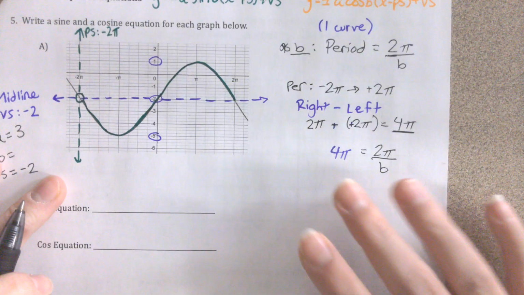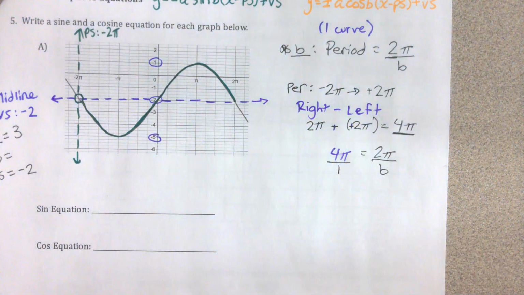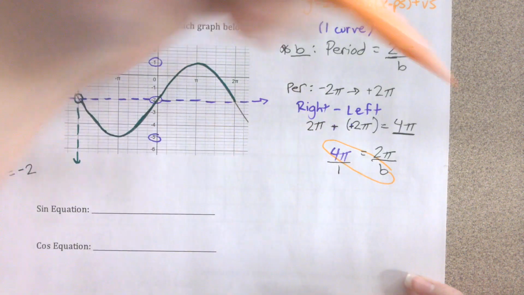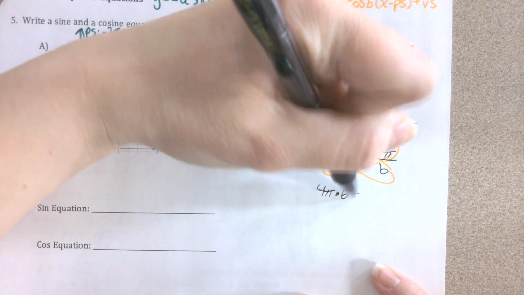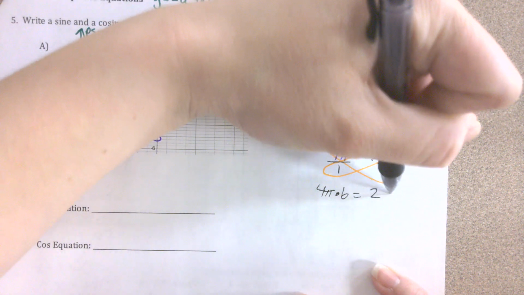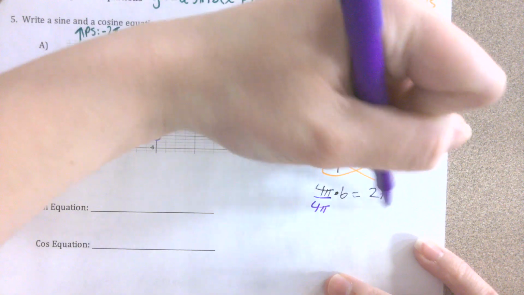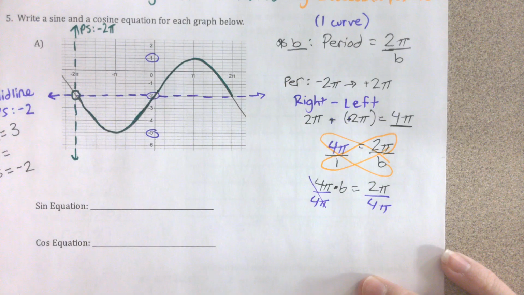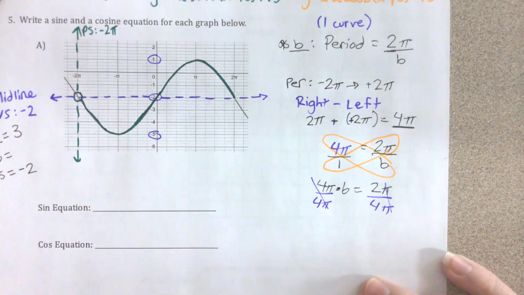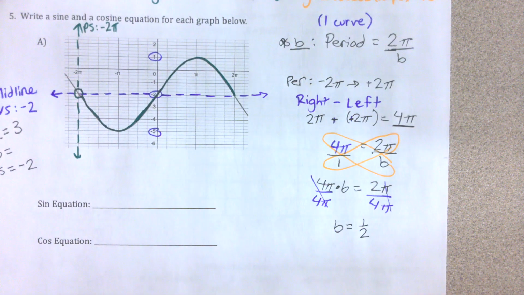There are a couple ways to solve this. I like cross multiplying personally. We'll drop a 1 under the 4 pi so we can cross. Crossing, we have 4 pi times B equals 2 pi times 1, that's just 2 pi. And then divide off 4 pi on both sides to solve for B. 4 pi's cancel completely on the left. On the right, just the pi's cancel. B equals 2/4, which is 1/2.